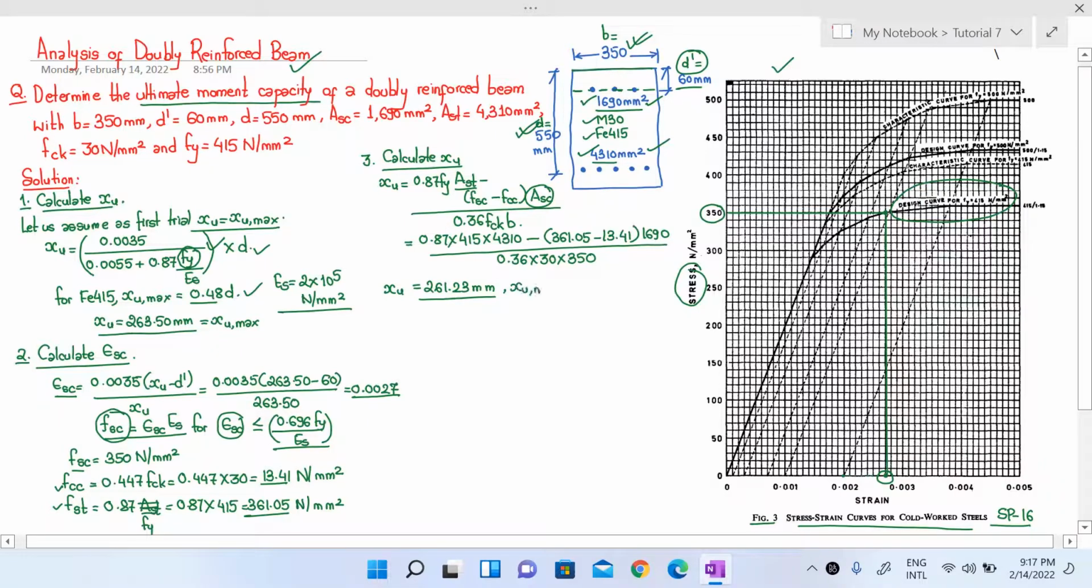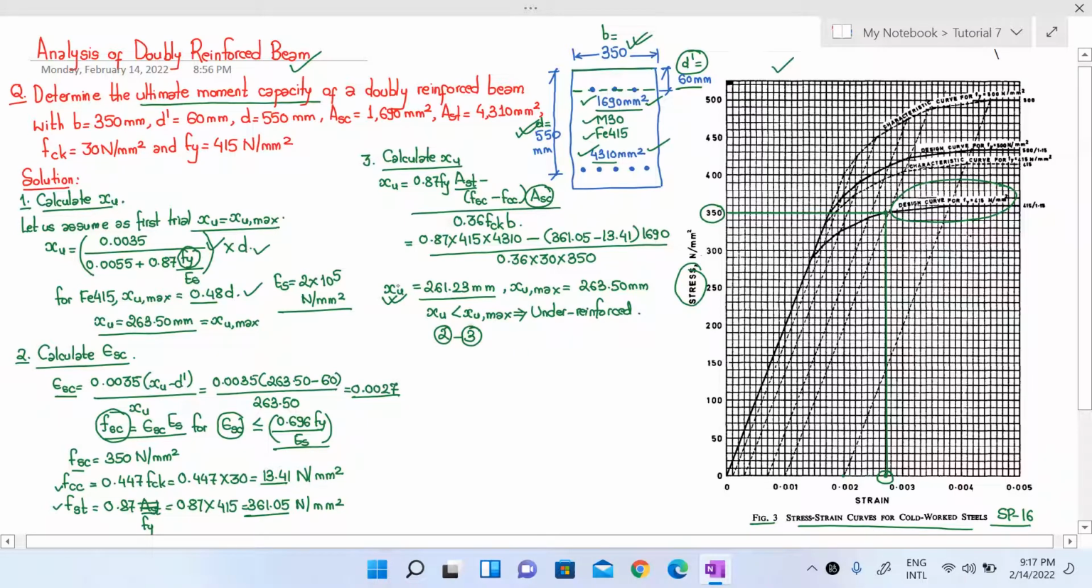The value of XU max, which we got from our first step, is 263.50 mm. So if you compare these two values, you get that XU is less than XU max. Hence, our beam here is under reinforced. Now, after determining the value of XU here, we have to repeat these steps 2 and 3 until the value of XU converges.